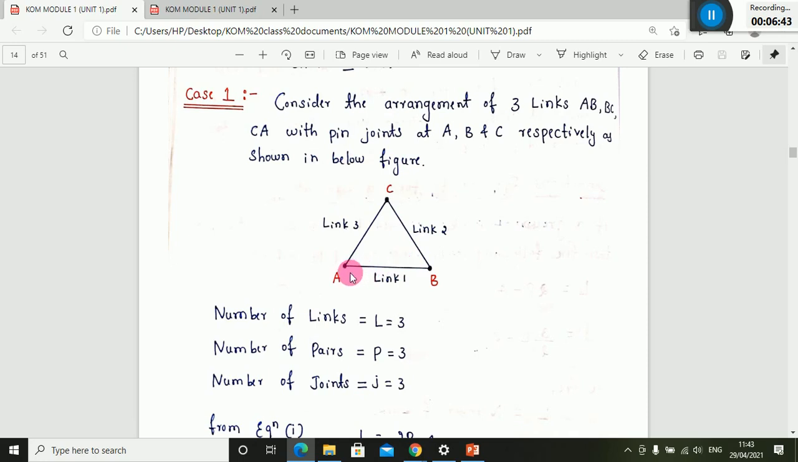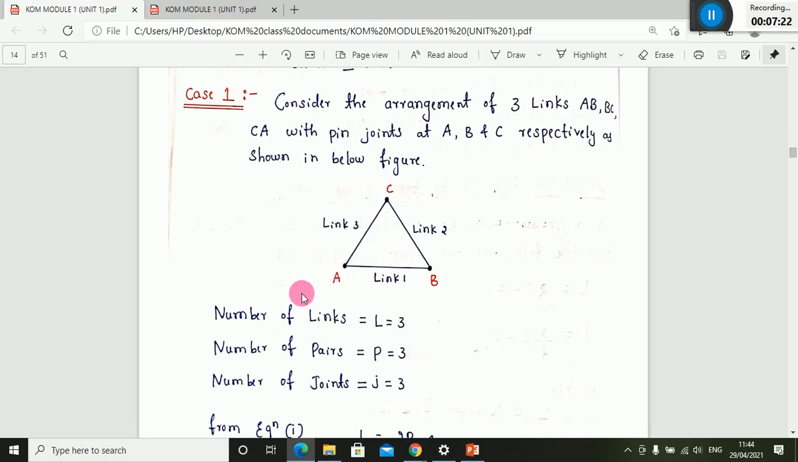This AB, I can call as link 1, AC as link 3, and CB as link 2. There are three kinematic links. Link 1 and link 2 are connected at a certain point, which I can call a joint. It is joined with the help of a nut and bolt, so I can call this a pin joint. The joint between two links is known as a pin joint. Between link 2 and link 3 at point C there is a joint, and between link 1 and link 3 there is one more joint.